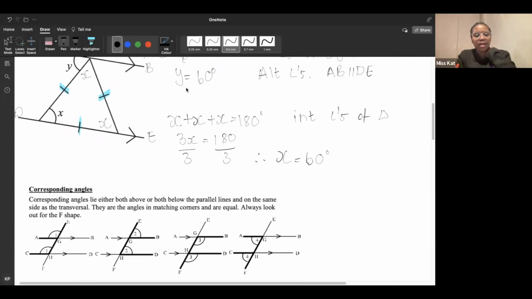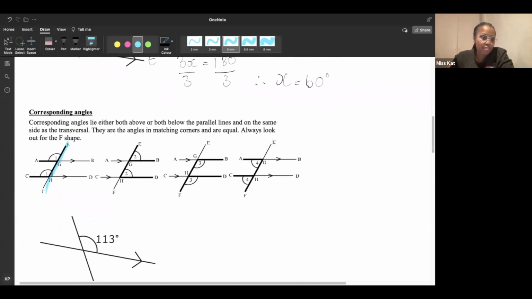Okay, so I'm guessing we're all feeling good about this, and we're going to move on to corresponding angles. Now, corresponding angles lie on the same side of the parallel lines. So if they're up, they're both up. If they're down, they are both down. And on the same side of the transversal. Now let's check. Here's our transversal over here, EF. Let me move this whole thing down so you guys can see.